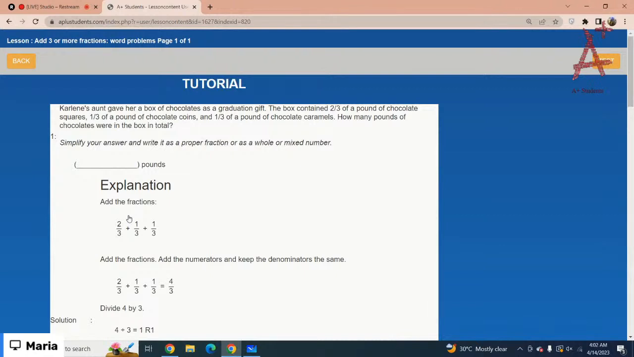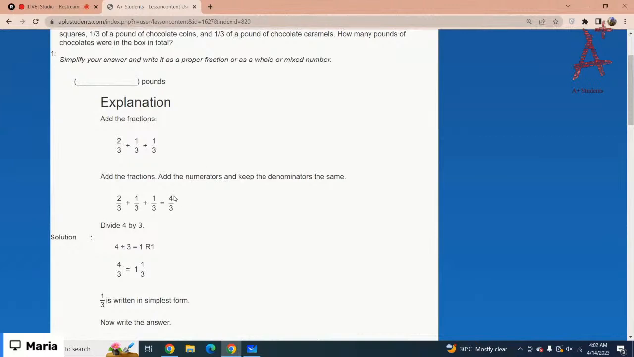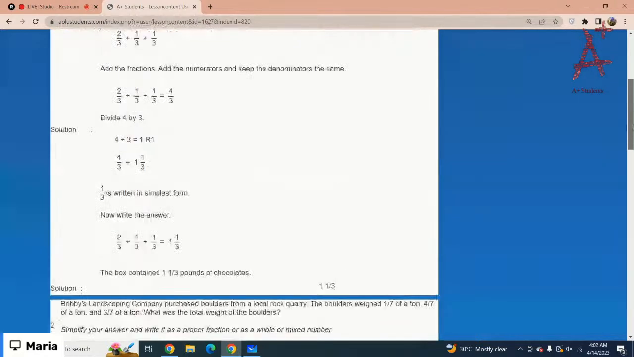So you have to add all three fractions: two-thirds, one-third, and one-third. Got it? They have like denominators. They all have the same denominator. You simply have to add their numerators. So it would be 2 plus 1 plus 1, which is 4 over 3. You can divide 4 by 3. You have one answer and one remainder. So it would be 1 whole 1 over 3. Got it? So the answer in the simplest form is 1 whole 1 over 3.